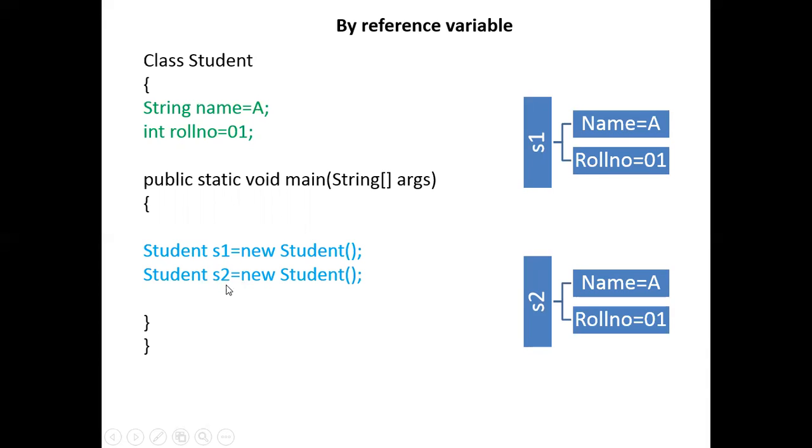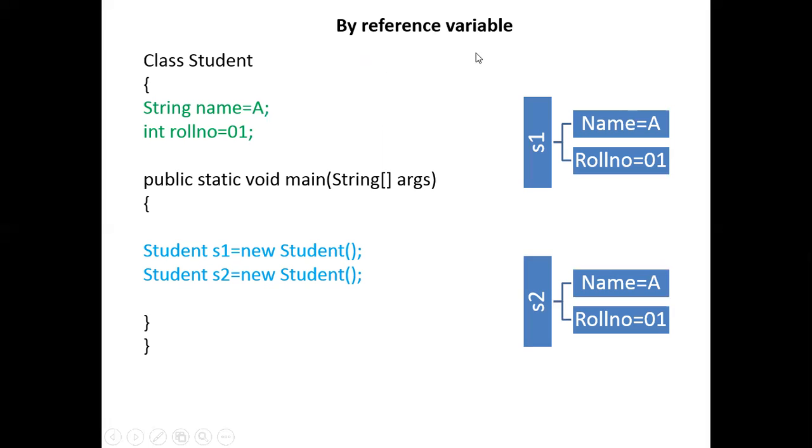Again, when we create a second object of the Student class, the name is initialized to A and roll number is initialized to 1. In this way, if we have 50 students in our class, all students will have the same name and the same roll number.